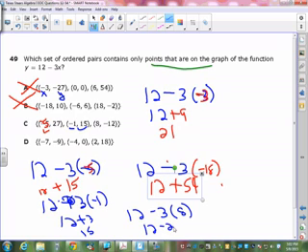Okay, that'd be 12 minus 24. That is -12. So C is the answer.